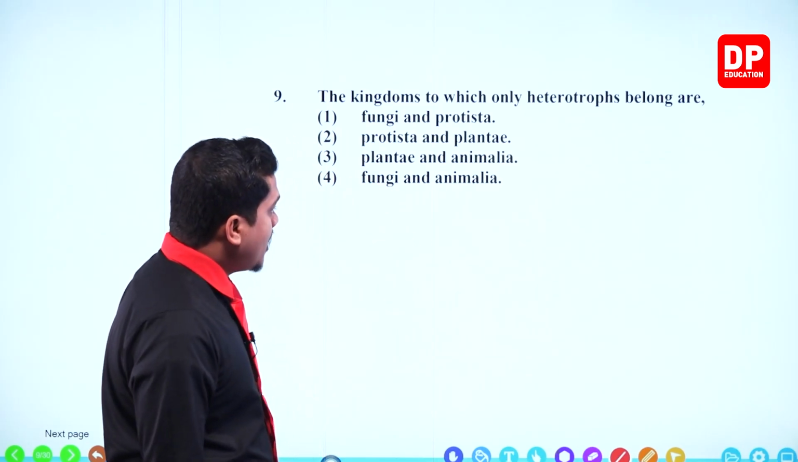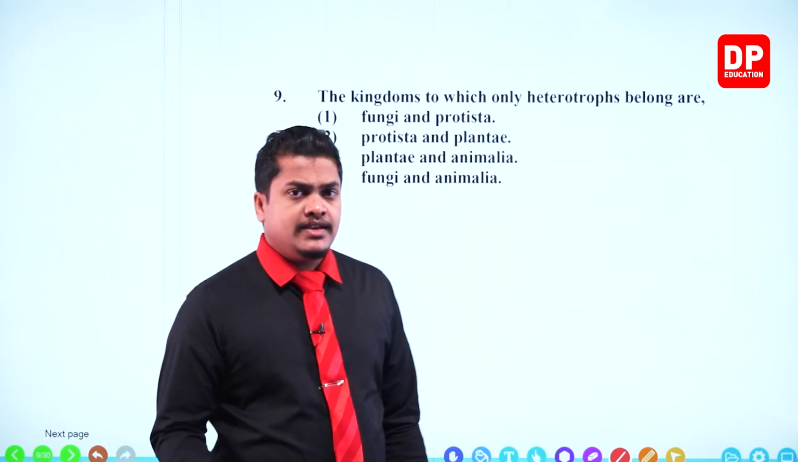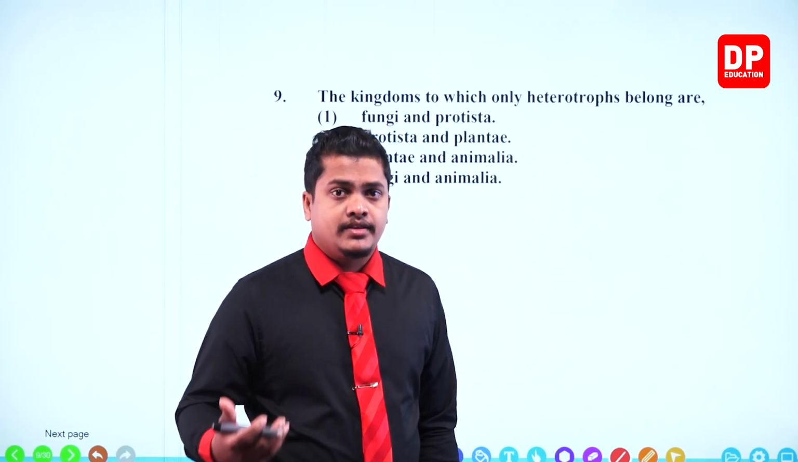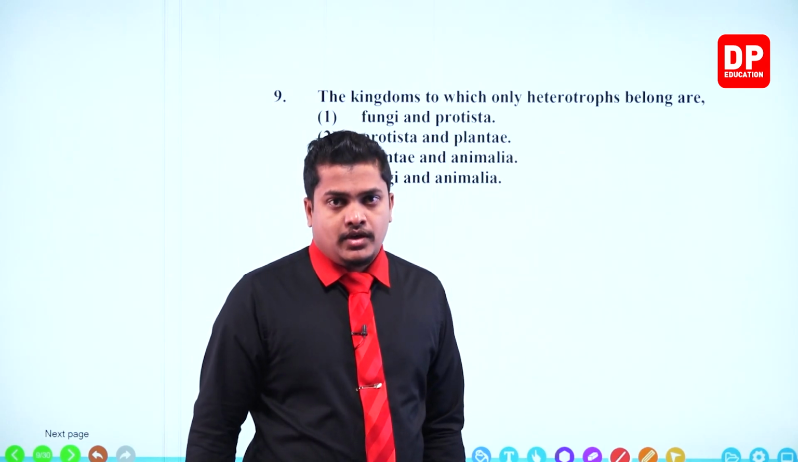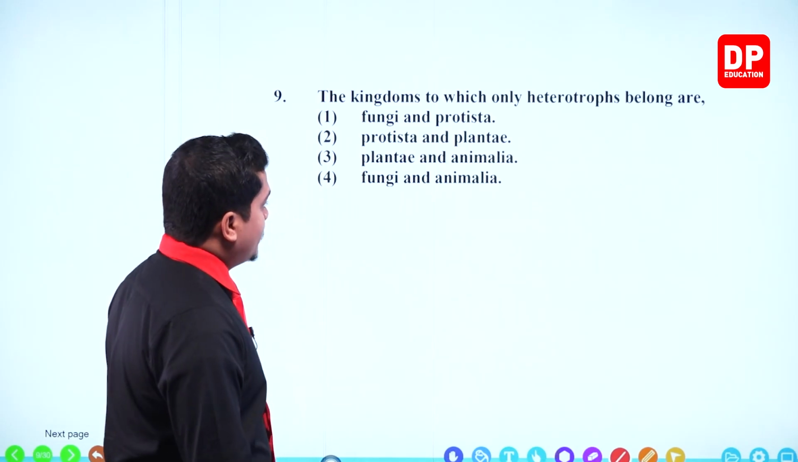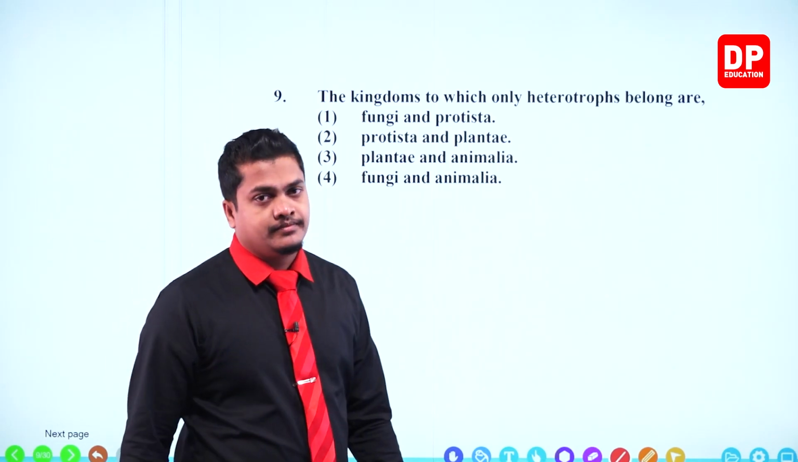Next one, Plantae and Animalia. Animalia is correct. All the animals depend on plants and other types of autotrophic organisms. It's correct. But however, you know that Plantae is incorrect. Okay. Next one, fungi and Animalia.